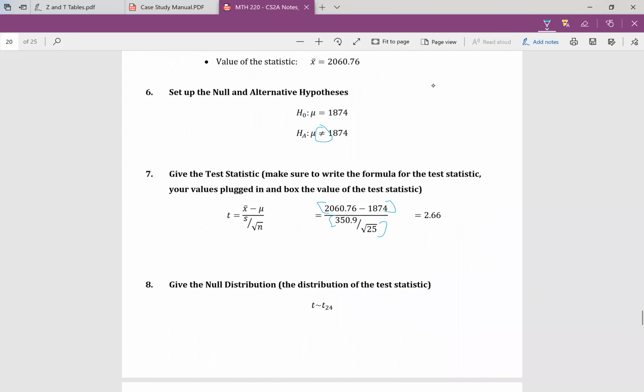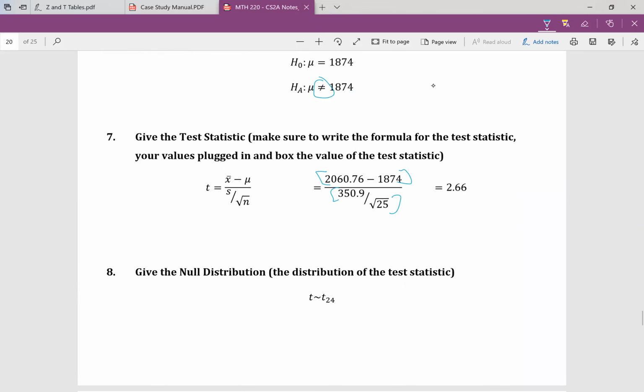Since I have some space, I'm going to go ahead and draw what that looks like right here. And we're over here at 2.66, and we're also going to be concerned down here with negative 2.66. And this is our T24. That's what our distribution looks like.